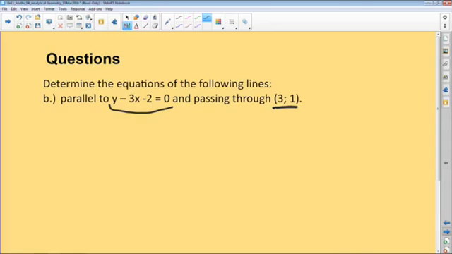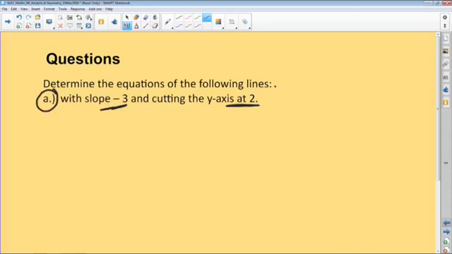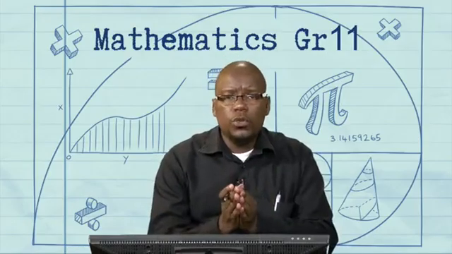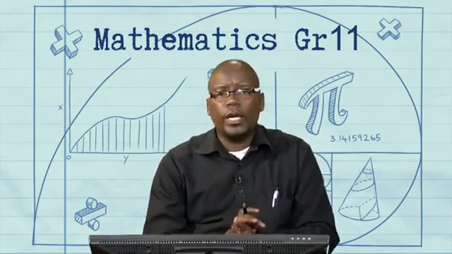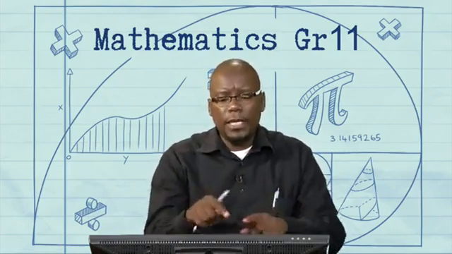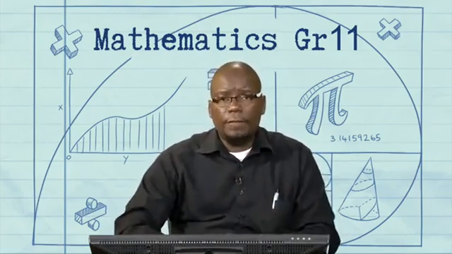And then you also have this one with a slope of minus 3 and cutting the y-axis at 2. So I'm giving you 2 minutes again, guys. You work on these two problems, and then we can work together as well. Work with your partner, and then let's get back in after 2 minutes.